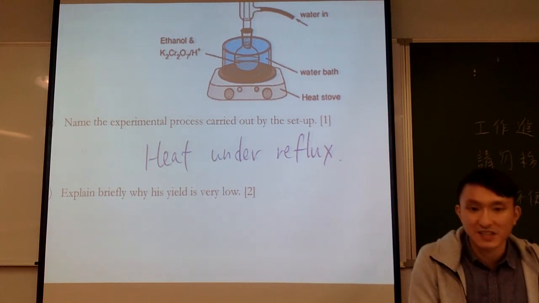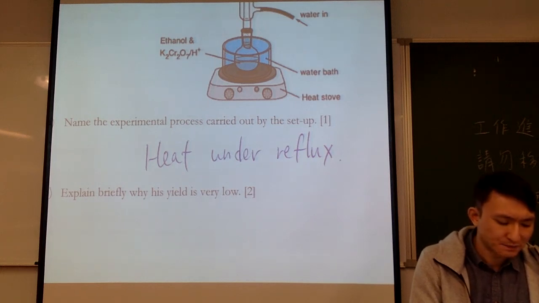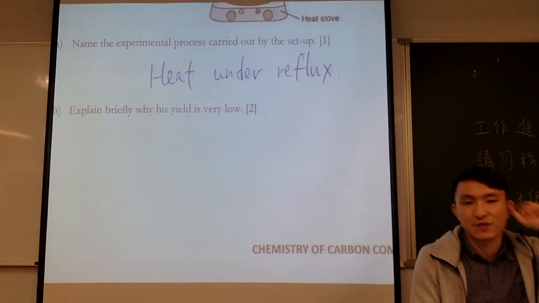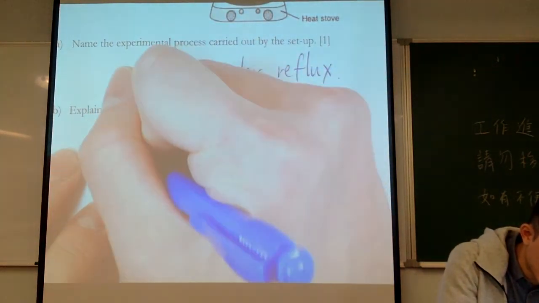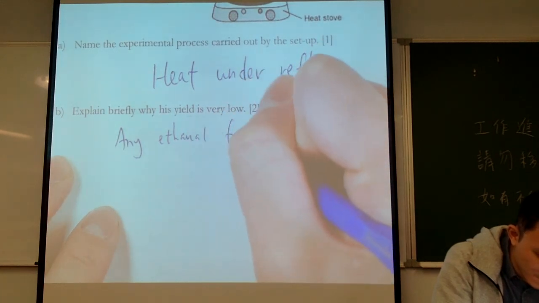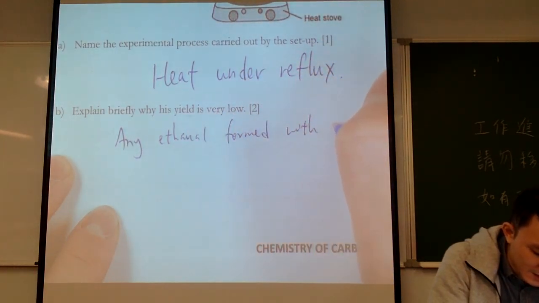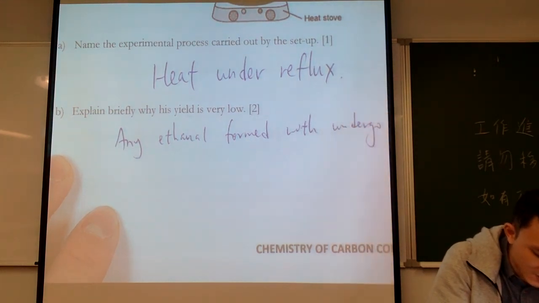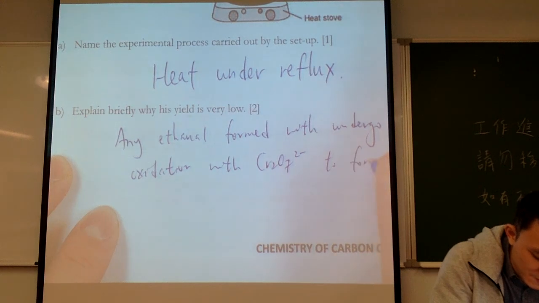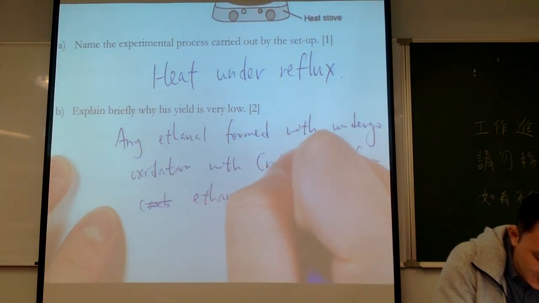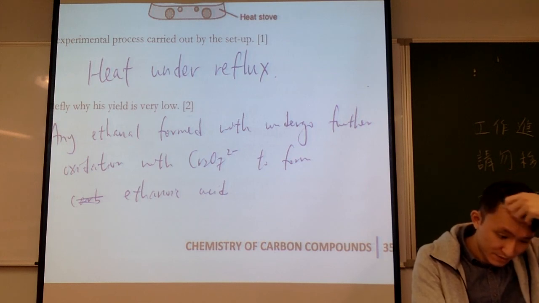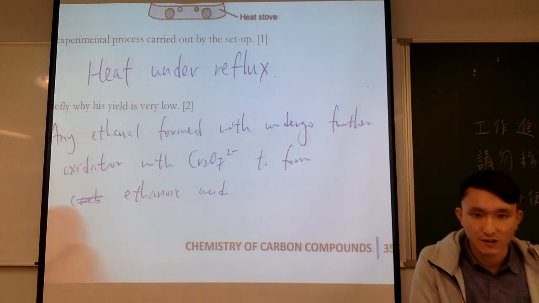Of course, heat under reflux is not used to make aldehyde, it is used to make carboxylic acid. If you need to explain why, you will say that any ethanal formed will undergo further oxidation with dichromate to form carboxylic acid, ethanoic acid in this case. This is the reason why the yield is very, very low. Right, so that's the answer.